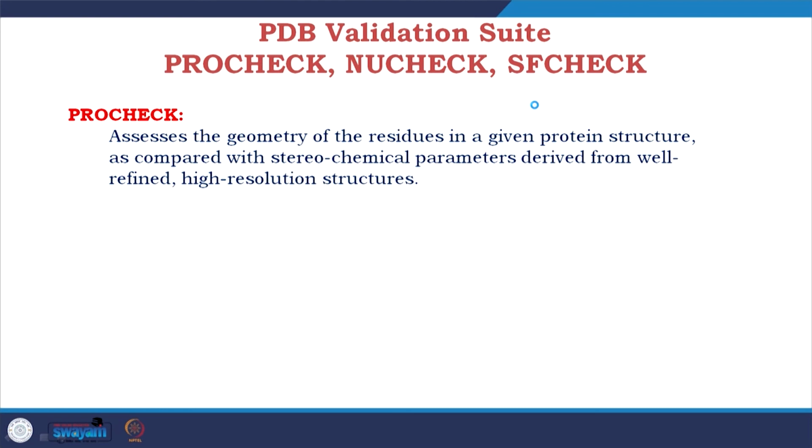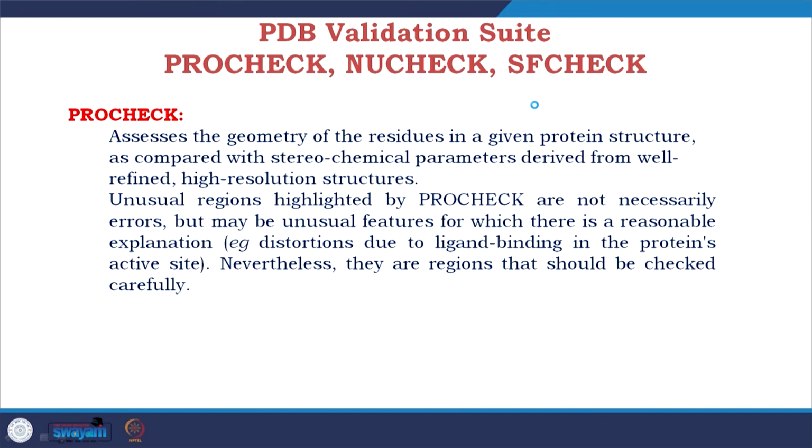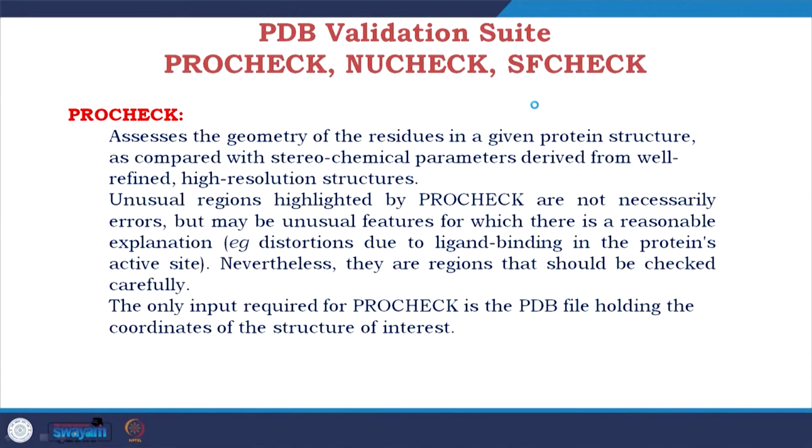In the validation suite, there are ProCheck, NuCheck, and SF check. ProCheck, which I will talk about, assesses the geometry of the residues in a given protein structure as compared with stereochemical parameters derived from well refined high resolution structures. Unusual regions highlighted by ProCheck are not necessarily errors, but may be unusual features for which there is a reasonable explanation, for example, distortion due to ligand binding in the protein's active site. Nevertheless, there are regions that should be checked carefully. They will give you the report. The only input required for ProCheck is the PDB file holding the coordinates of the structure of interest.